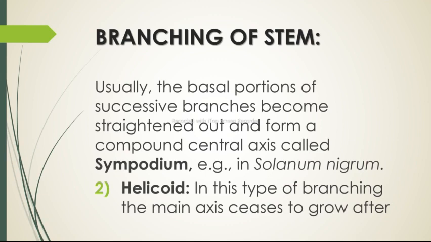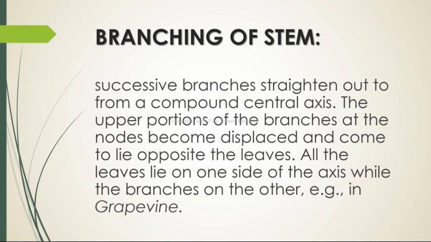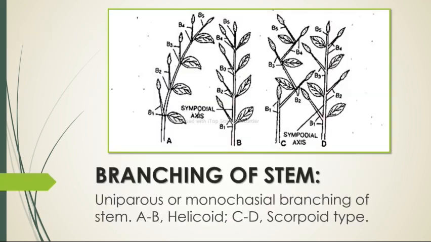And the second kind is the helicoid. In this type of branching, the main axis ceases to grow after giving a branch on one side, and this branch develops another branch on the same side. The successive branches are developed on the same side. In a similar manner, the main axis presents a coiled appearance, and usually the basal portions of the successive branches straighten out to form a compound central axis. The upper portions of the branches at the nodes become displaced and come to lie opposite the leaves. And all the leaves lie on one side of the axis while the branches are on the other. For example, in grapevine.